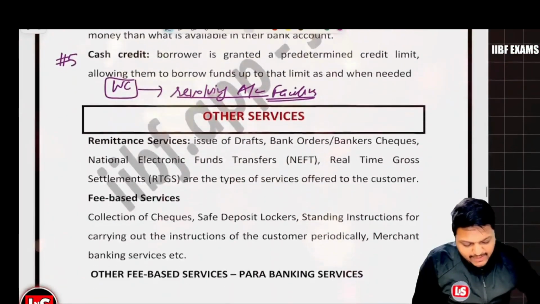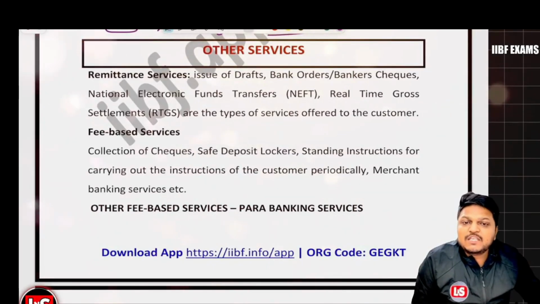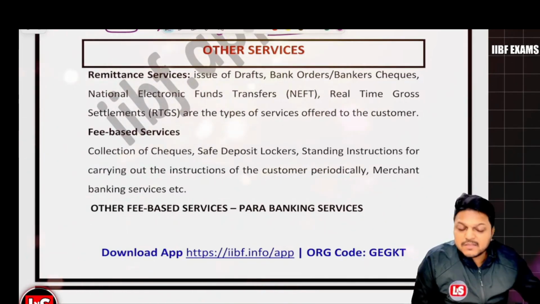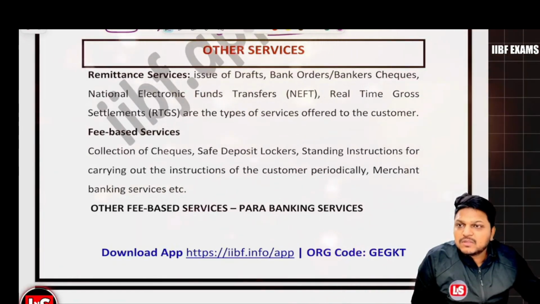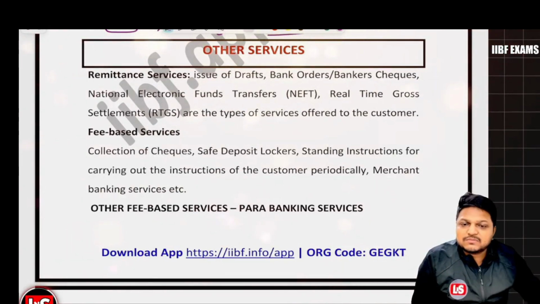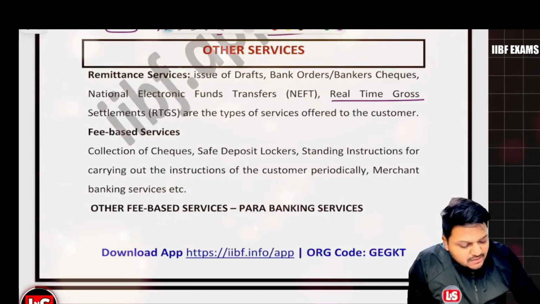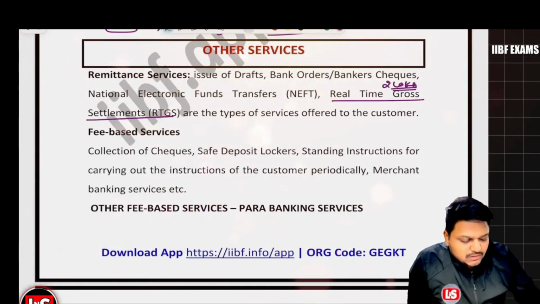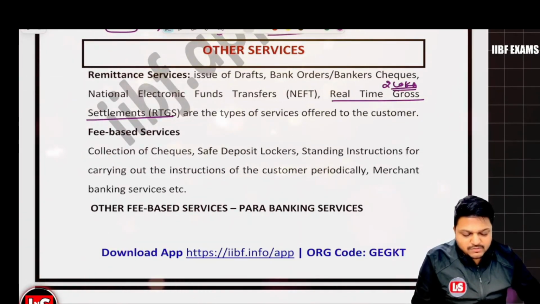And there are some other facilities also from which banks earn fee-based income. Like the banks are providing remittance services, NEFT, RTGS, etc. Now, in case of NEFT, is there any minimum amount threshold? No, no minimum amount. But in case of RTGS, the minimum amount threshold is 2 lakh rupees.